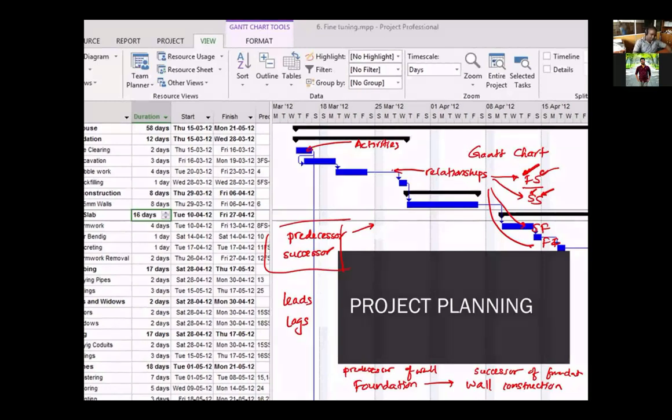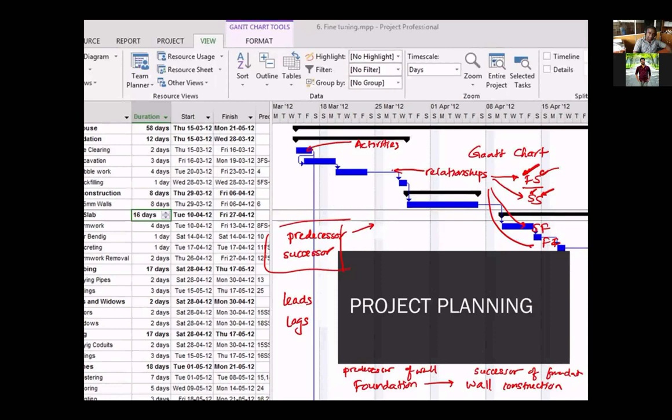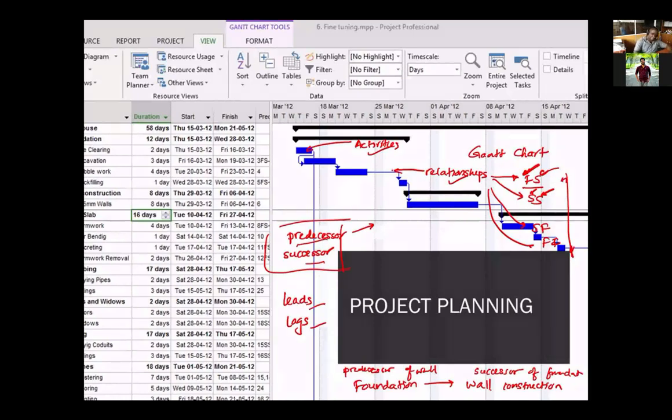Okay? So we have to have an understanding of these words. I'm not going into detail, I'm rushing this because we have discussed this last time in the last semester, but this is just a quick recap. So we have to understand this activity, relationships, the types of relationships, and what is predecessor, what is successor, what is lead, what is lag. If you have an issue on that, you can use the chat to ask me.